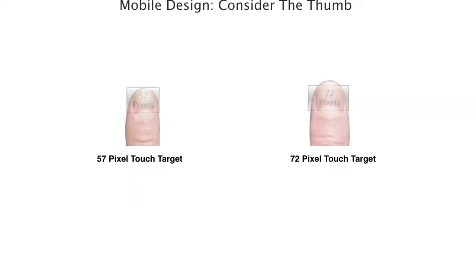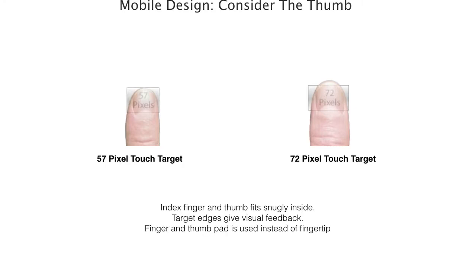And speaking of touching, we need to design a little bit clunkier, designing for fingers and thumbs, not cursors. Cursors are a lot smaller than fingers and thumbs. When dealing with fingers, the touch area is around 57 pixels. When dealing with thumbs, the touch area is about 72 pixels. The index finger and thumb fit snugly inside these areas, but the edges show beyond the finger to show visual feedback. Fingers and thumb pads are used instead of fingertips, so no one touches things with their fingertips. They actually put it right on the pad of their finger or thumb.